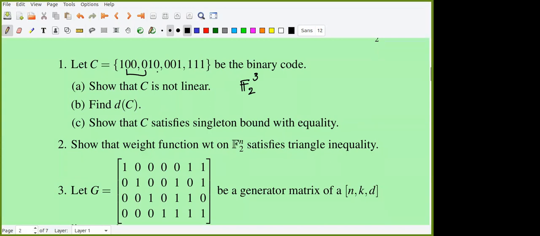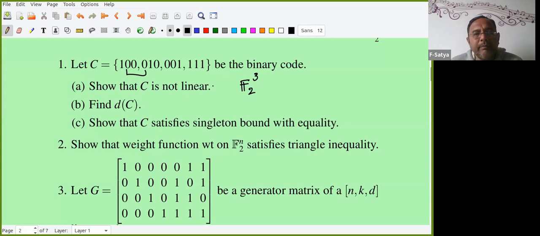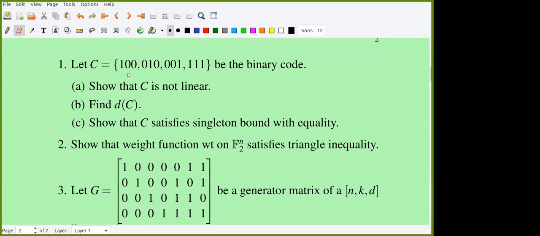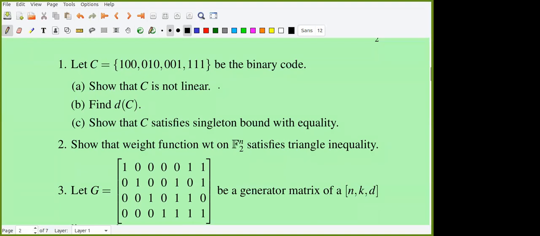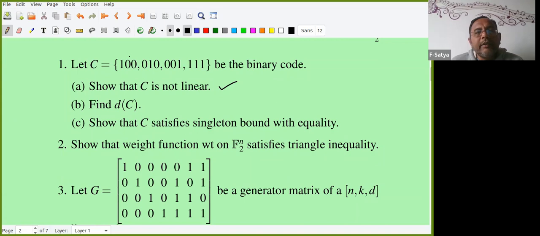But there is a simple approach. You answered already that it is not a subspace because the sum of these two is not there. But is there a simpler way? Every subspace contains one vector. What is that vector? The zero vector. That is not there. Sufficient, no? Yes, sir. So it's not linear. Okay, so this part is okay. What is the distance? What is the distance between these two?